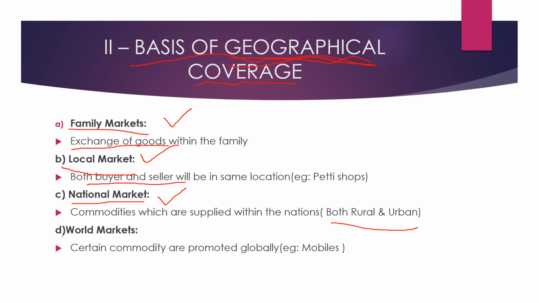And then finally, world market. World market means a certain commodity is promoted globally. An example is mobile phones.